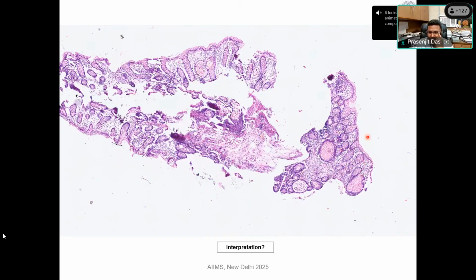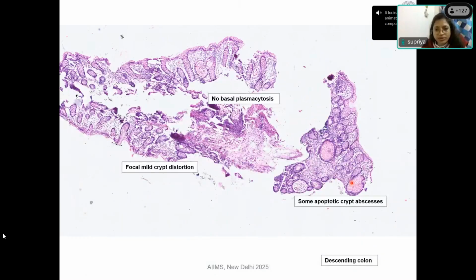Now how to differentiate IBD versus non-IBD? What will you look for? Basal plasmacytosis we have to look for.